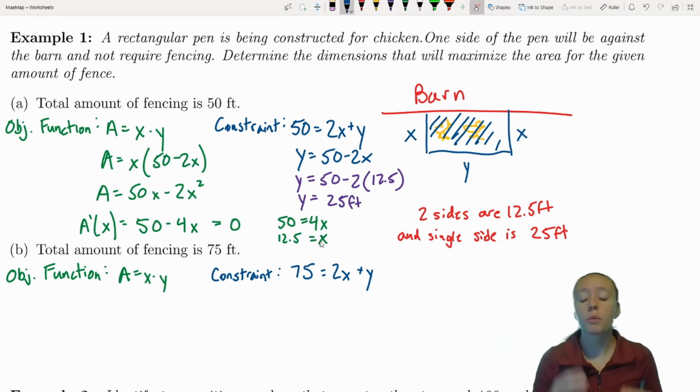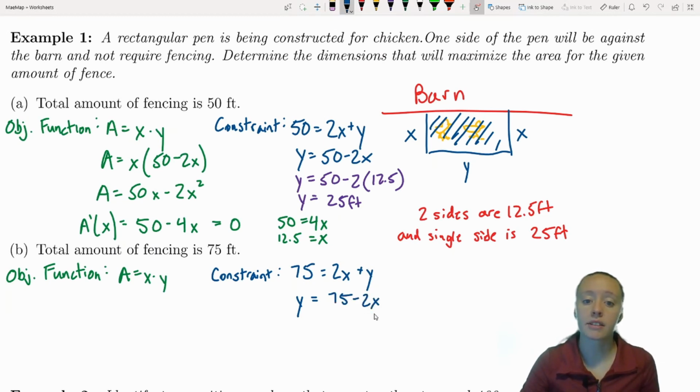Remember, our next step, we want to maximize that area, so we're going to take the derivative. But before we take the derivative, we only want it in terms of one variable. Manipulate the constraint to plug the variable into our objective function. So we're going to have that y is equal to 75 minus 2x. And again, if I wanted to, I could solve for x here and use that. It's just a little messier because then we're going to be dealing with a fraction when we go to plug everything in. So I just want to leave it as y equals 75 minus 2x.